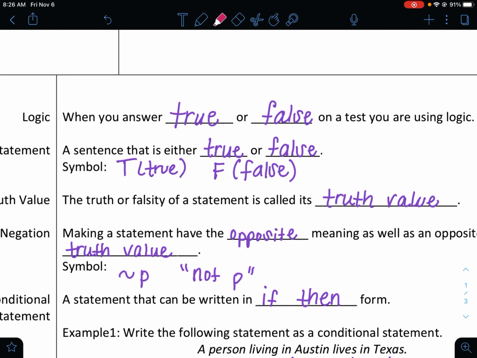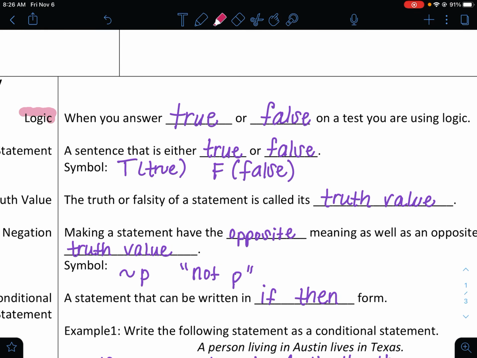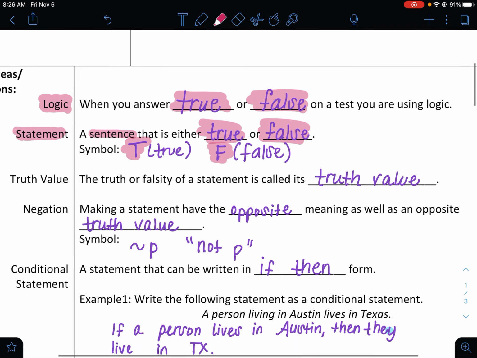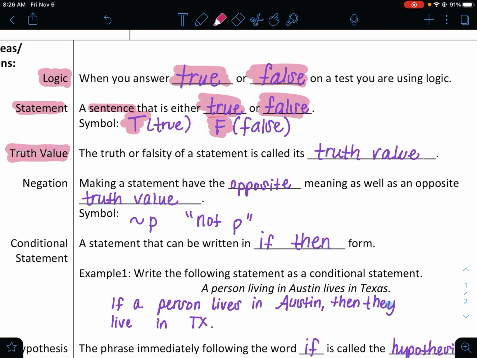First, we have logic. An example of logic is when you use true or false on a test. So true and false basically sum up what logic is. A statement is a sentence that's either true or false. And of course, T is for true, F is for false. Truth value is basically whether something is true or false.